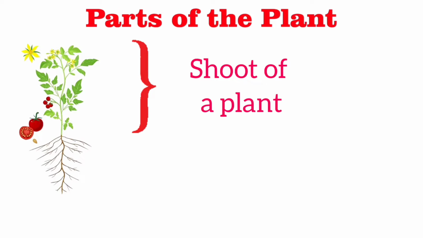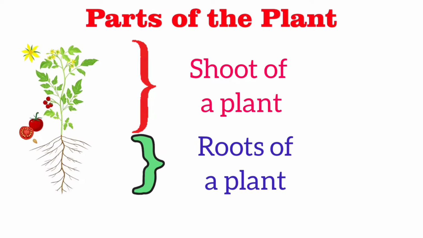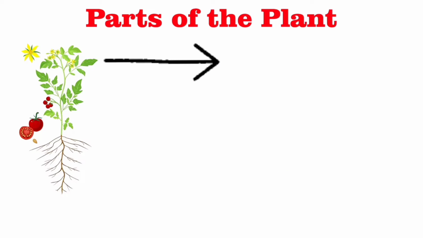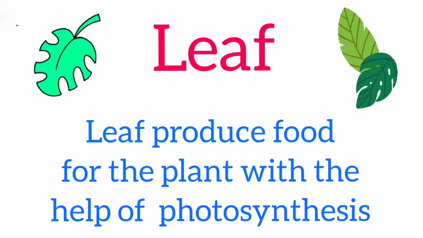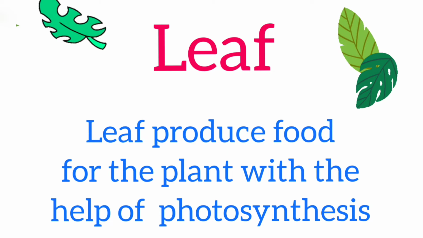The part of a plant which is above the soil is the shoot of a plant. The part of a plant which is below the soil is the roots of a plant. This is a leaf. Leaf produces food for the plant with the help of photosynthesis.